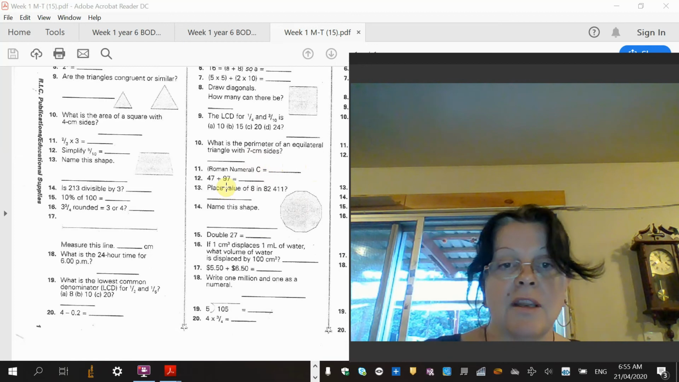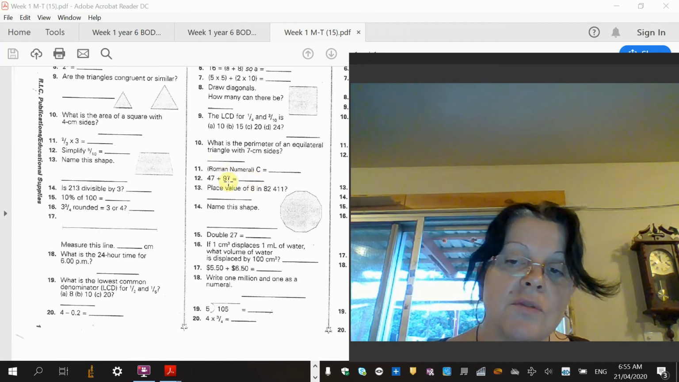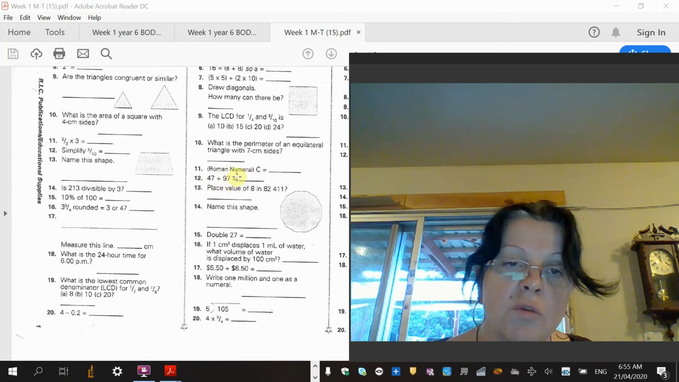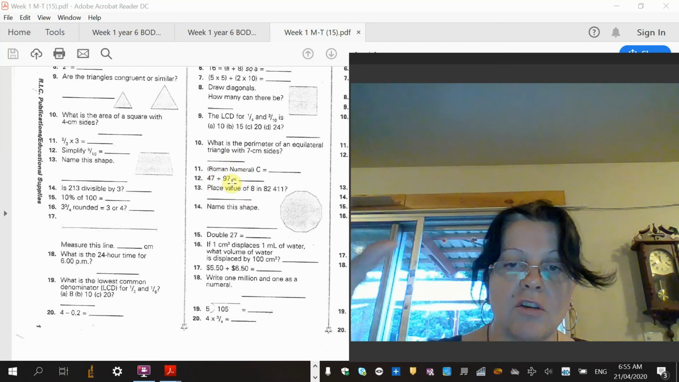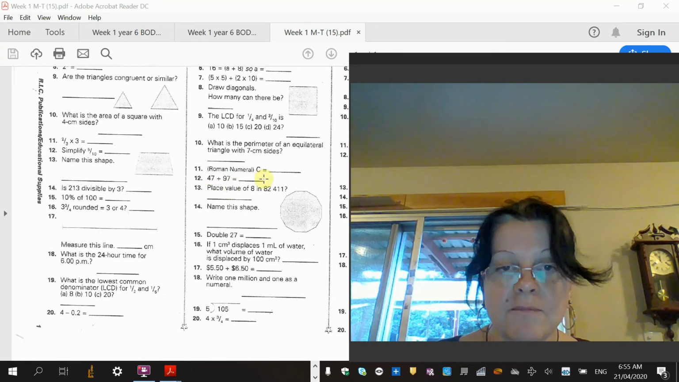47 plus 97. Now you can do this horizontally. You can go 7 plus 7 is 14 and put the 1 over here and then add those 2 and write it in front. Or you can use a strategy and say, I'm going to make this a friendly number. So I'm going to round this 97 up to 100, which means that I have to take 3 off here, because 97, 98, 99, 100, that's 3. So 47 take away 3 is 44. So 44 plus 100 is 144. So what we added onto this side, we took off that side.